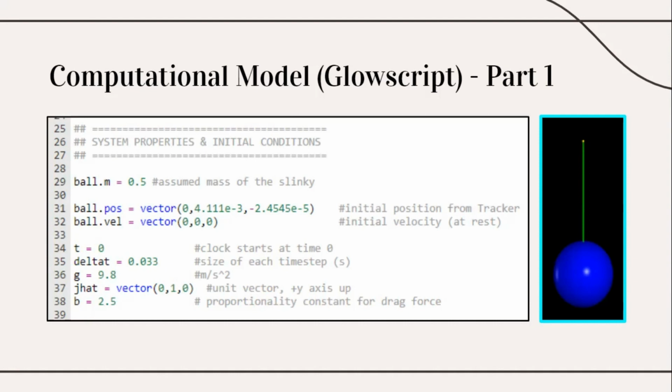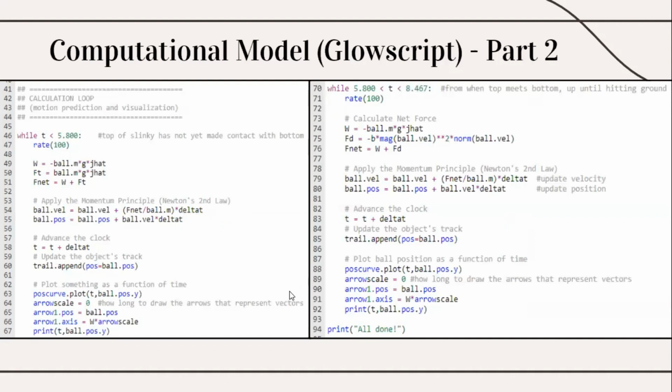In this lab, the plus y axis points upward. The Slinky's position was updated using two loops. The first while loop on the left is for when the top of the Slinky has not yet made contact with the bottom of the Slinky. The second while loop on the right is for when the top of the Slinky meets the bottom, up until hitting the ground. These time intervals are shown on lines 46 and 70.